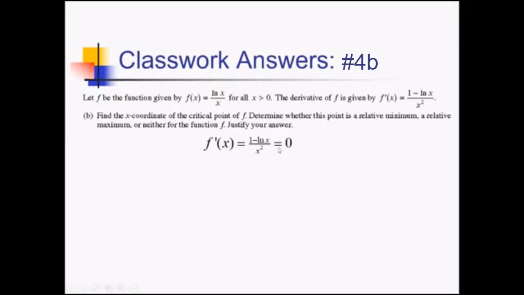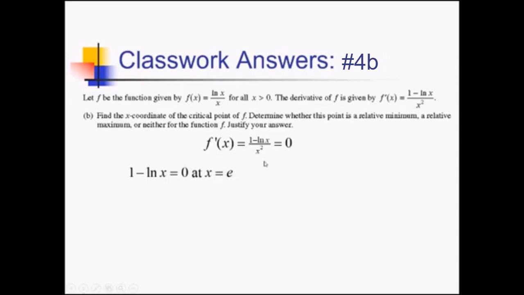So if I'm trying to zero this thing out, that means I need to zero out the numerator. So I can write 1 minus ln of x equals 0. And if I add ln x to the other side and take the e of both sides, or rather raise e to both sides, we end up with x equals, well, just e. So that's going to be a possible critical value.